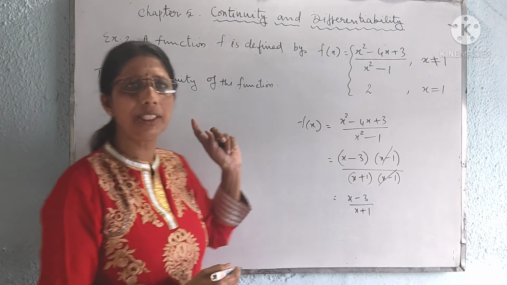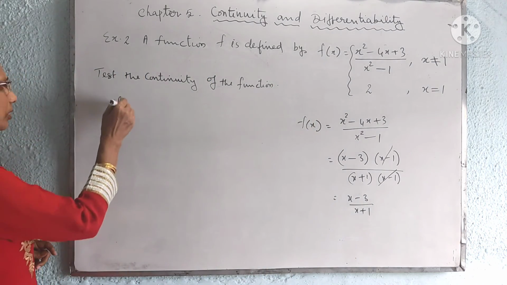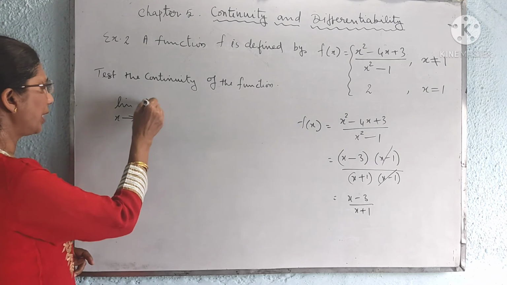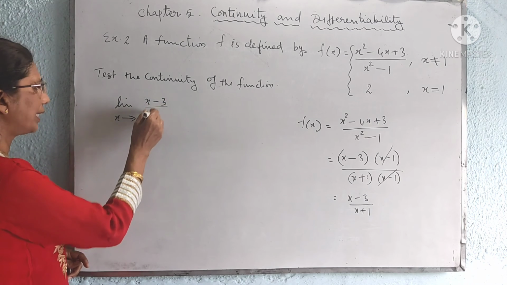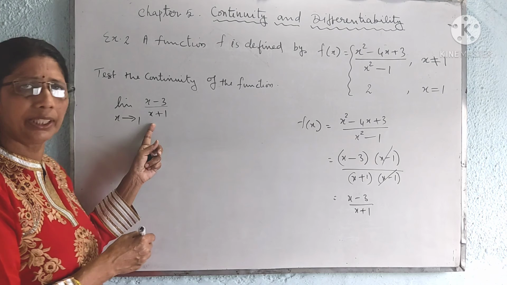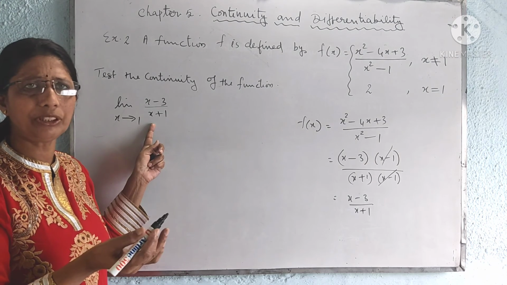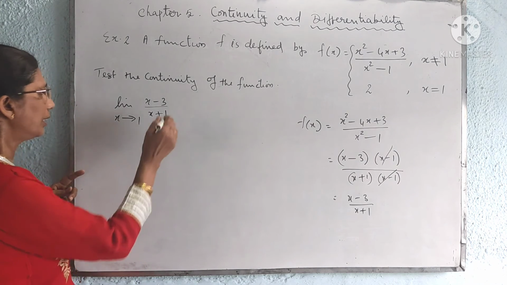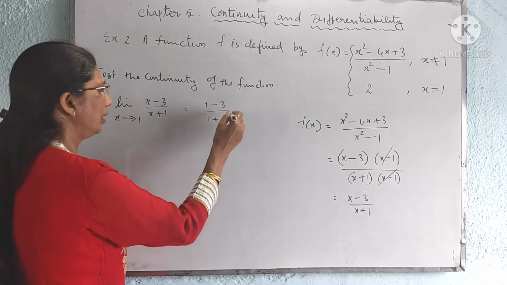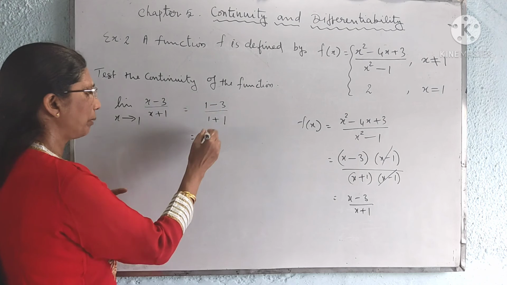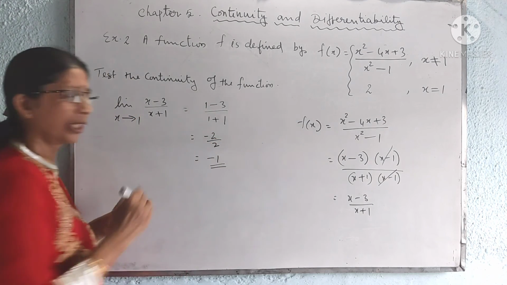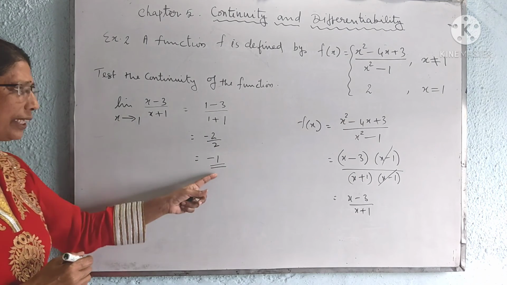Now we can apply the limit. Limit x tends to 1 of x minus 3 upon x plus 1. When we apply 1, it is not coming in the form of 0 by 0, so we can directly apply it. That is 1 minus 3 upon 1 plus 1. 1 minus 3 is minus 2 upon 2. The answer is minus 1. This is finite, that means the limit exists.